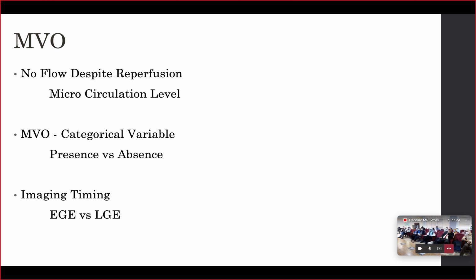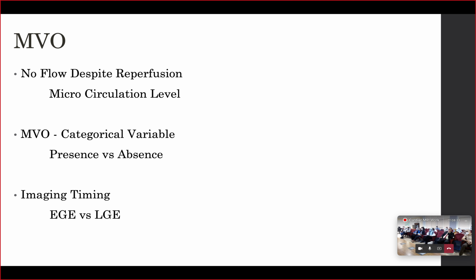The second domain, MVO or microvascular obstruction, sometimes happens even though the patient has been reperfused, but the capillary bed is now dysfunctional and there is no flow in it. Many research studies have shown the relation between the MVO and the MACE, or major cardiac events, that could happen.